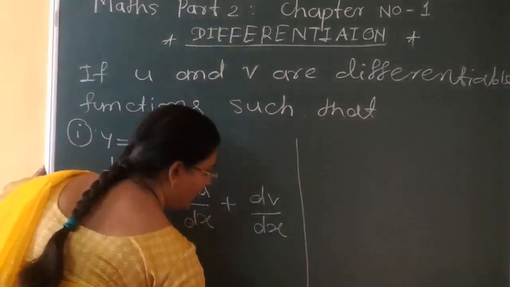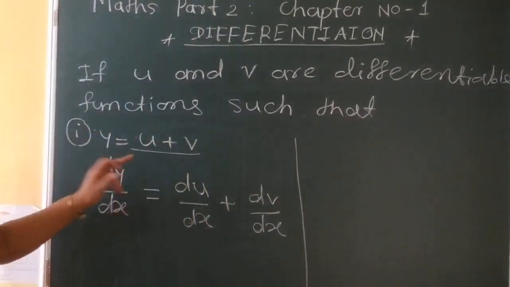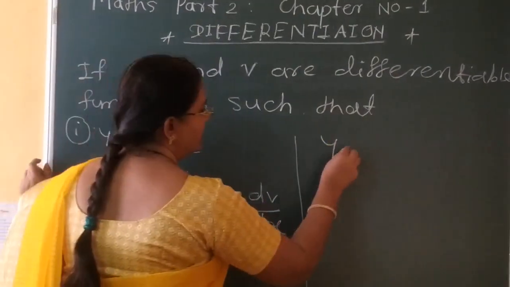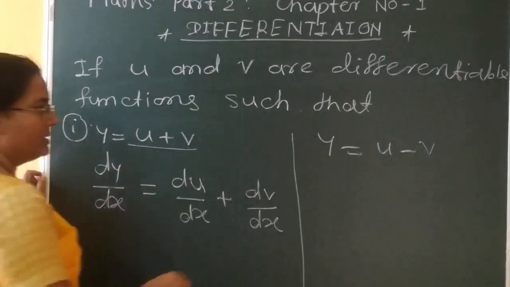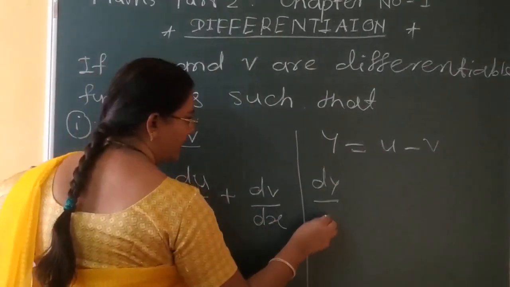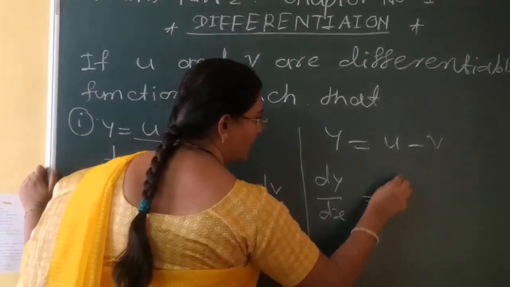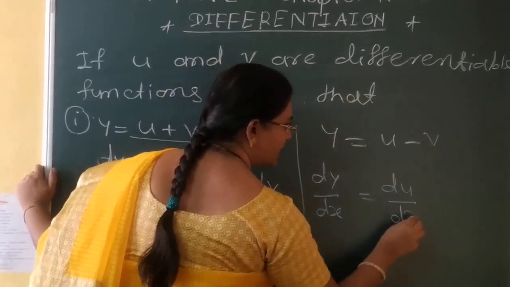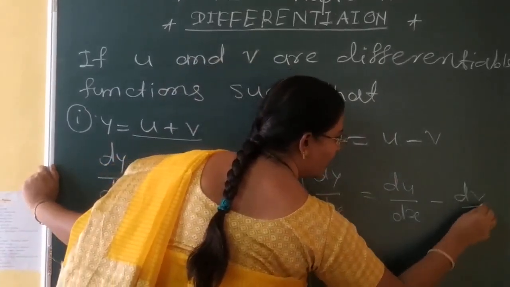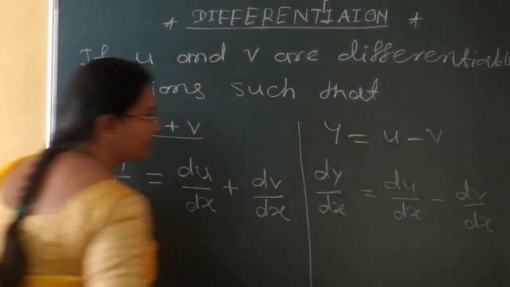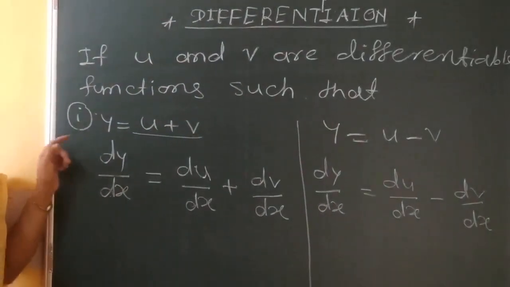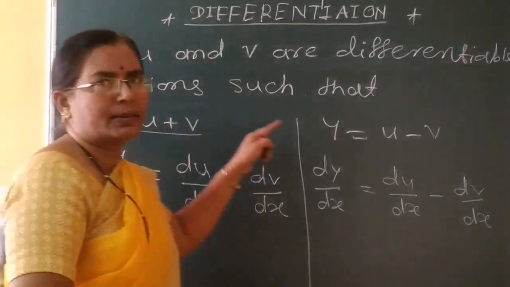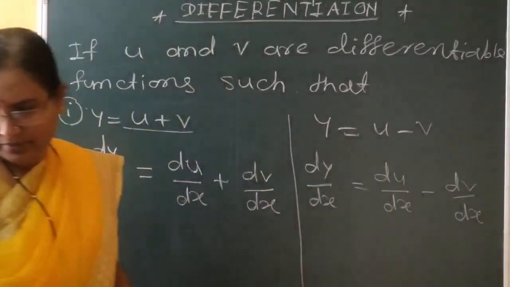Likewise we can take the subtraction. When y is equal to u minus v, then the rule is dy by dx is equal to du upon dx minus dv upon dx. This is the rule for addition and subtraction.